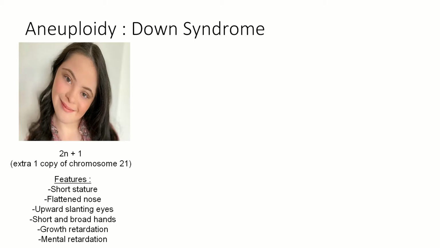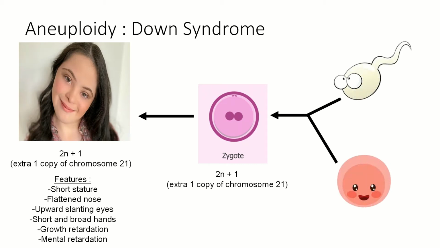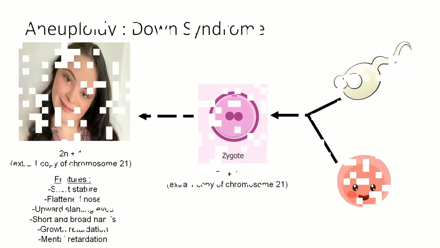We must be wondering, how does a Down syndrome individual come to be? They actually develop from a zygote carrying one extra copy of chromosome number 21. And how does that zygote have an extra copy of chromosome number 21? That zygote must be formed from the fertilization of one normal gamete and one abnormal gamete carrying one extra copy of chromosome number 21. So let me play that again for you.